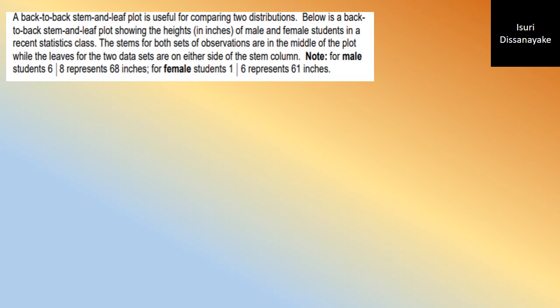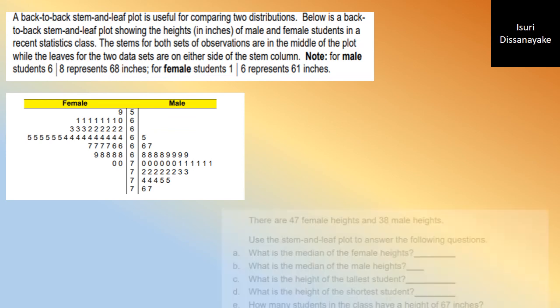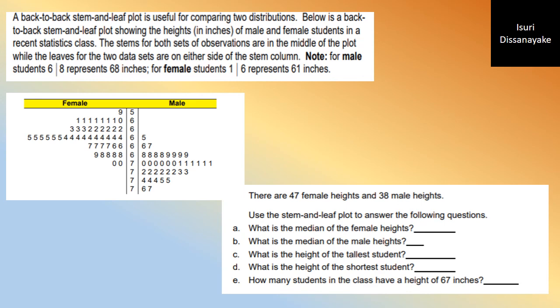Below is a back-to-back stem and leaf plot showing the heights in inches of male and female students in a recent statistics class. The stems for both sets of observations are in the middle of the plot, while the leaves for the two data sets are on either side of the stem. So here is the information. You can see the stem in the middle, with leaves displayed on both sides, left for female and right for male. And you are asked some questions.